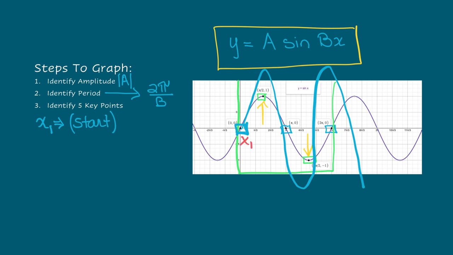My next point is going to be my second point, x sub 2. And that's going to be where I go next. That's going to be one of my maximum points. And that's where I'm going to go from here. It's going to be right here, whatever that is. And in the parent function, it is pi over 2 over 1. So that's at 90 degrees. My next point is going to be an intercept.